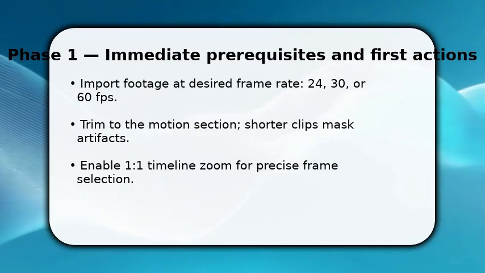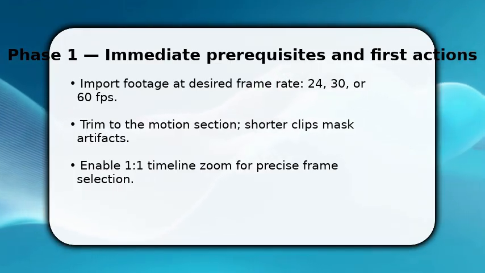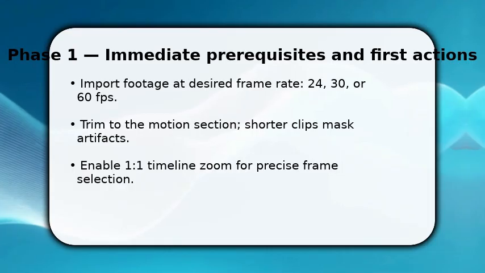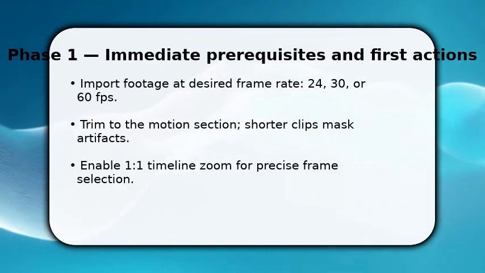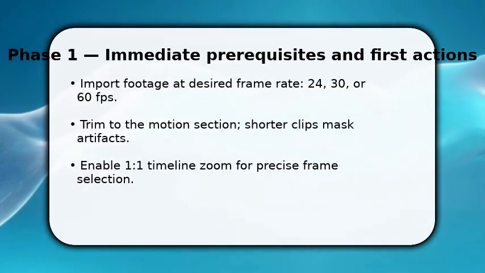You start by importing your clip and choosing the exact segment with motion. This reduces processing time and prevents blur bleed. Once done, set the project frame rate to match the clip, 24, 30, or 60 FPS, because matching preserves natural motion. Make sure to zoom the timeline to 1 for precise frame cuts. This helps you pick start and end points for the effect.